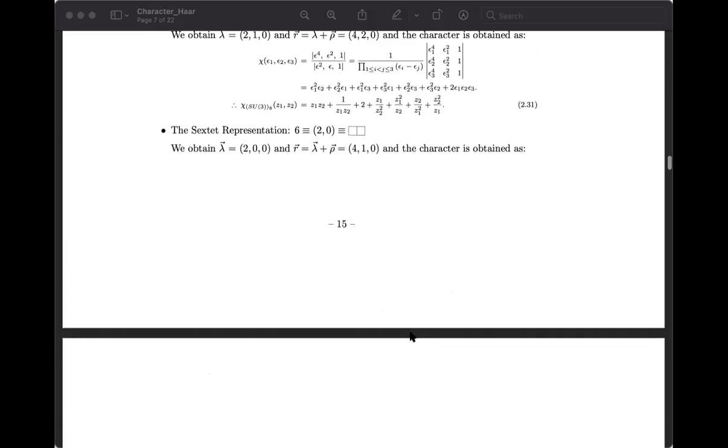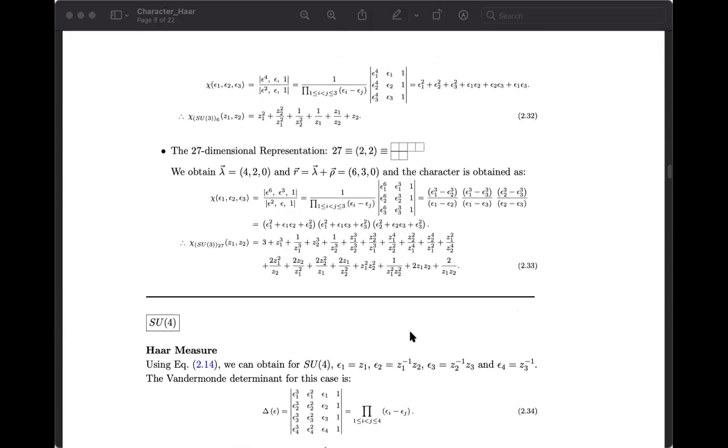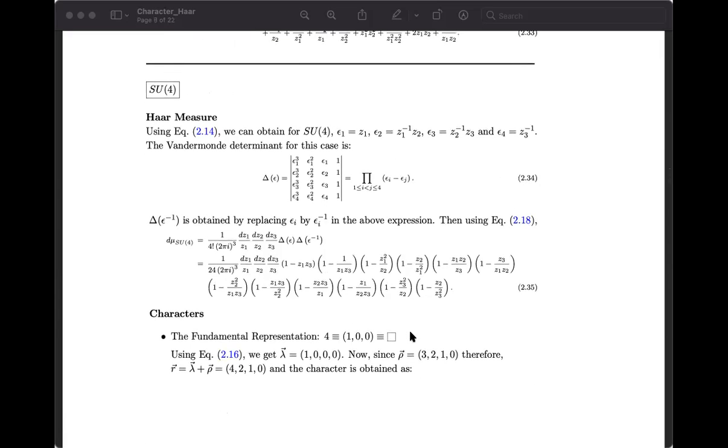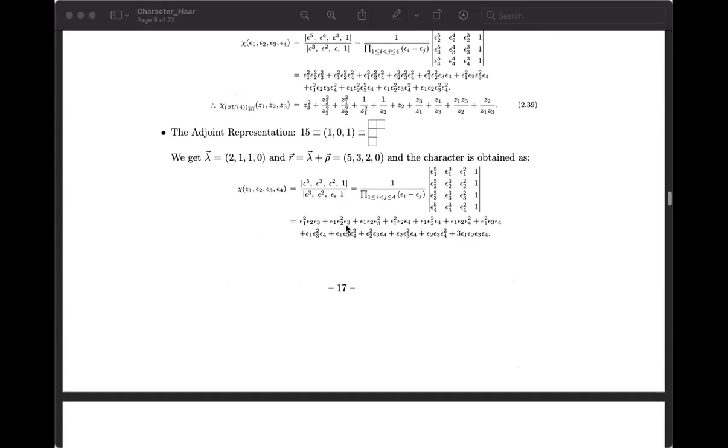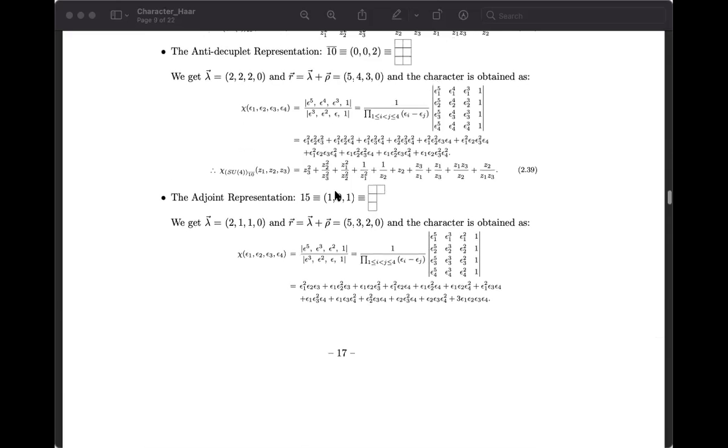So I'm not going to discuss the sextet and the 27-dimensional representation, because they will follow the same rule. I leave it up to you to cross-check, because the details are given already. So you just walk through these examples. And similarly, you can calculate SU4 for different representations. I have calculated it here, so you should be able to calculate this as well.